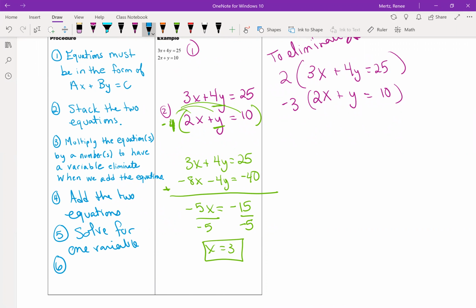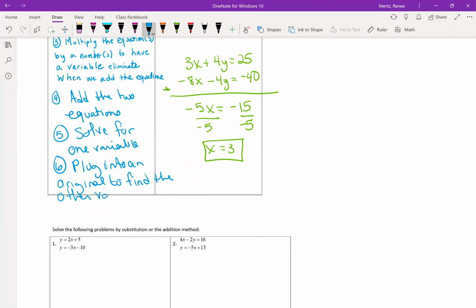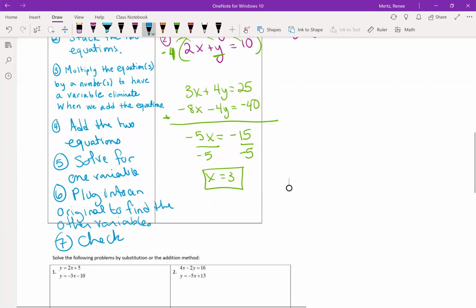Step 6 is to plug that into an original to find the other variable. And step 7 is to check. Please use the other original equation.